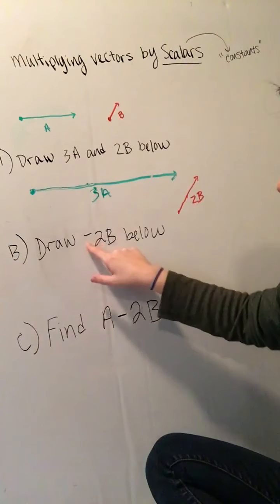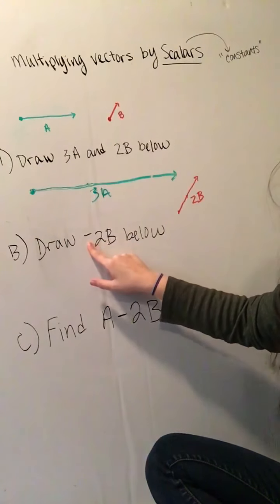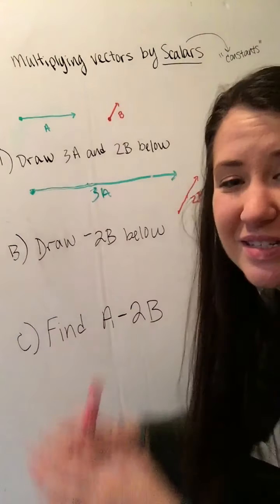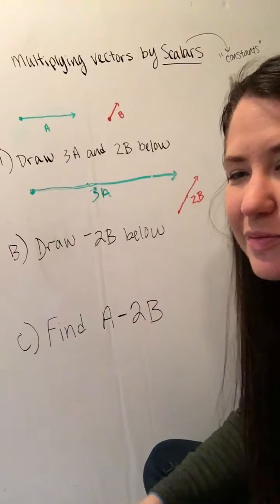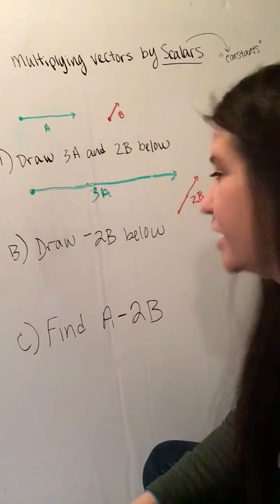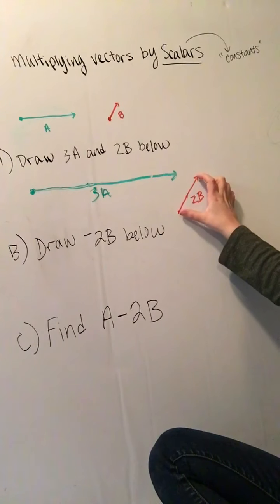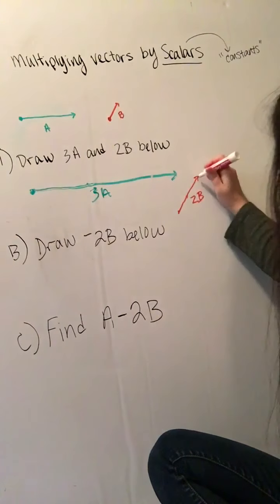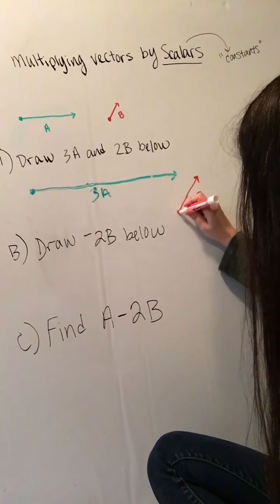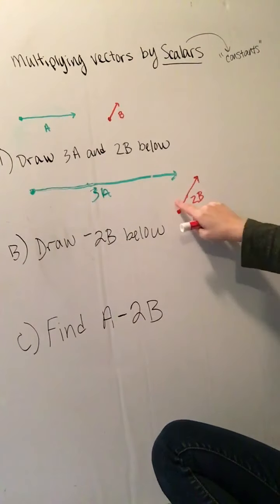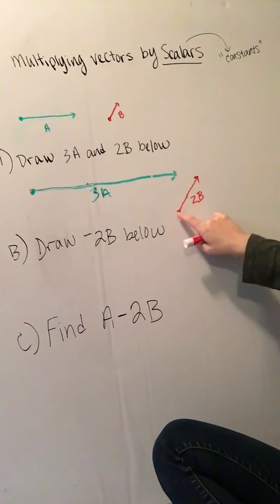What do you think would happen if we put a negative in front? What if we multiply by a negative? If you guessed that the direction's going to switch to the exact opposite direction, you would be correct. So if I want to draw negative 2B, I take this same vector and draw it again, but I just switch where the initial point and terminal point are, because the direction's going to change. It's going to be pointing this way.